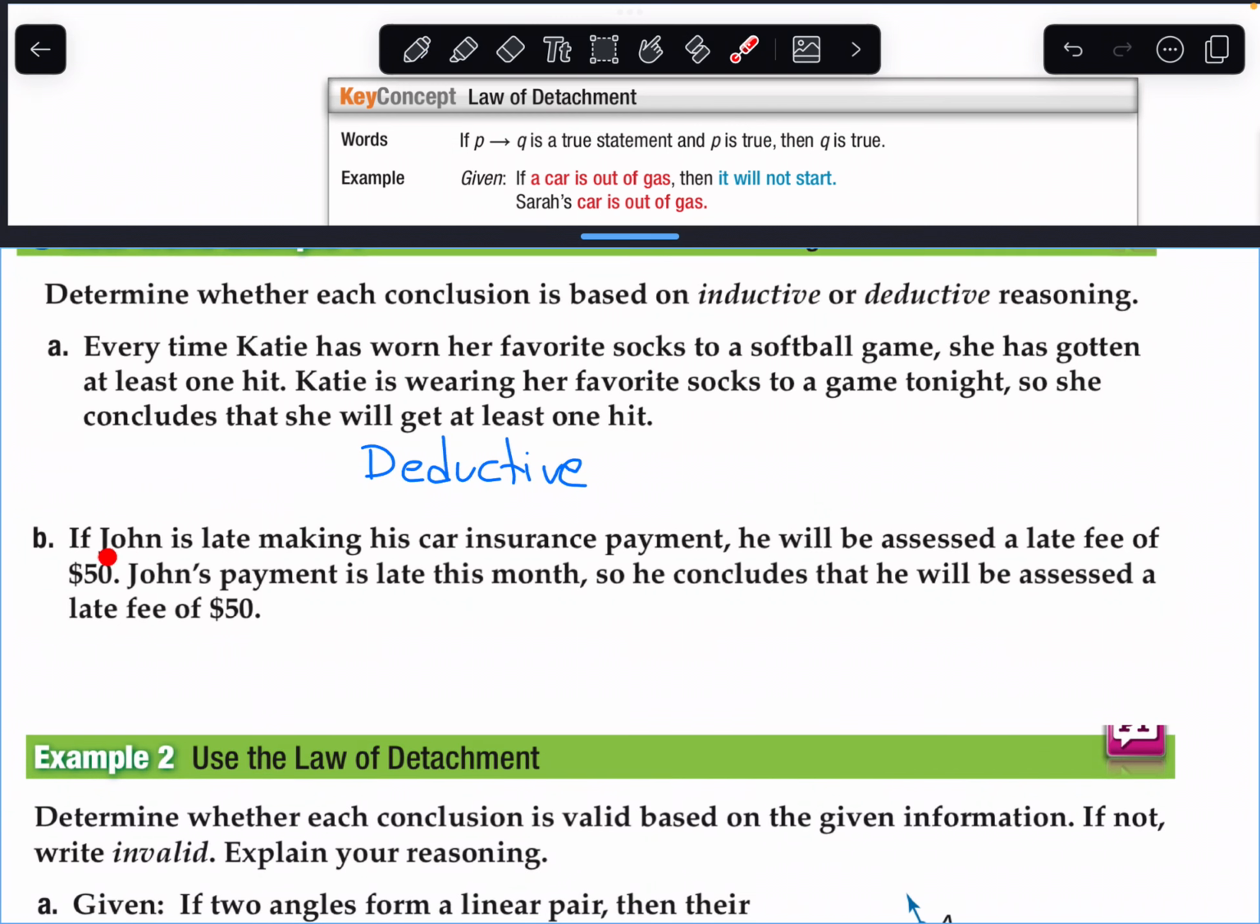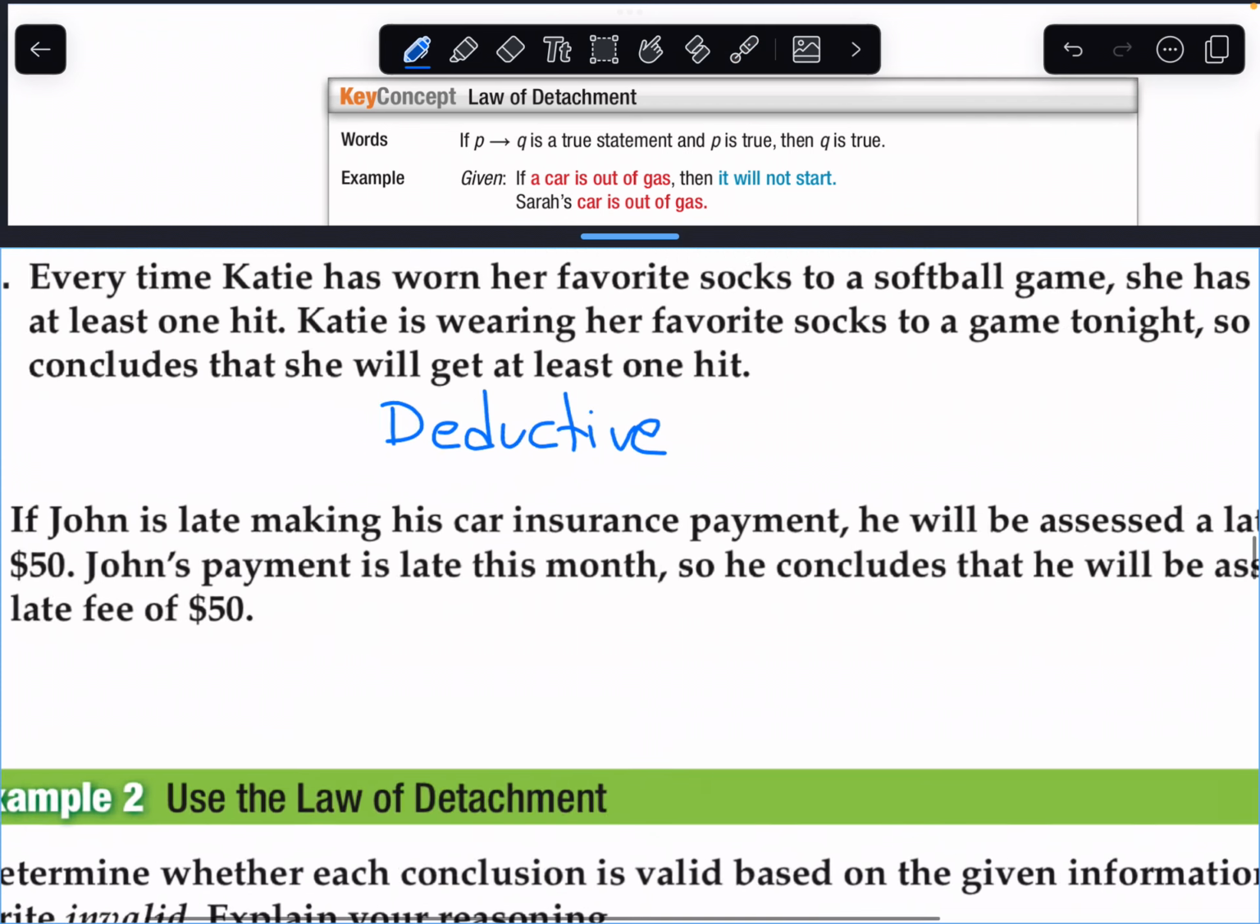Now, B, if John is late making his car insurance payment, he will be assessed a late fee of $50. John's payment is late this month, so he concludes that he will be assessed a late fee of $50. This is very similar. We have the general statement, if John is late, he will be assessed a late fee. John's payment is late, therefore he will have the late fee. Exact same format. This is deductive reasoning with law of detachment.